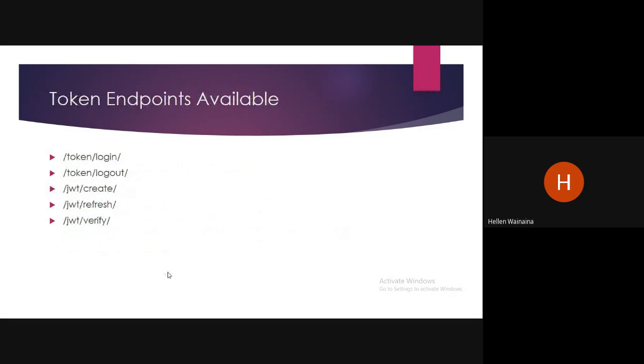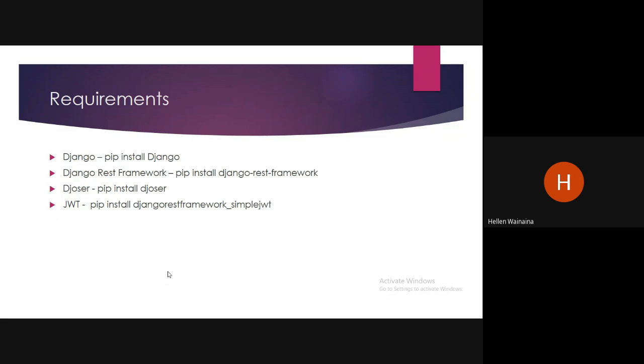It also has the endpoints for the tokens. There's the token login and token logout. Those two you use when you're using token authentication, and the last three you use when you're doing authentication with JWT. So the requirements are what you need to work with Djoser. It's Django, definitely, Django REST, Djoser itself, and the Django REST JWT, if you're working with JWT.